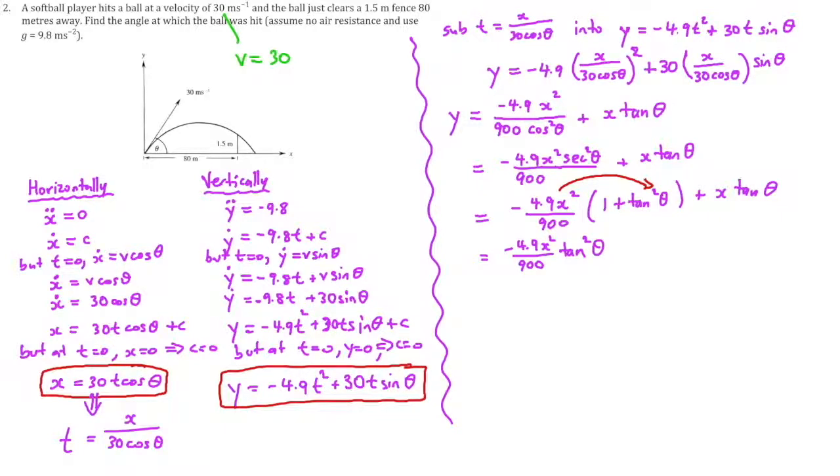Then the next bit I'm going to do is write this bit down, which gives me a plus x tan theta. And the last part I'm going to do is times that by 1, which gives me the minus 4.9 x squared over 900. Now, when I look at that, that's what y equals.